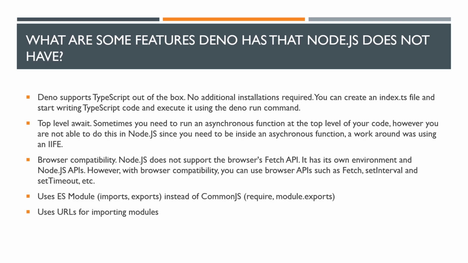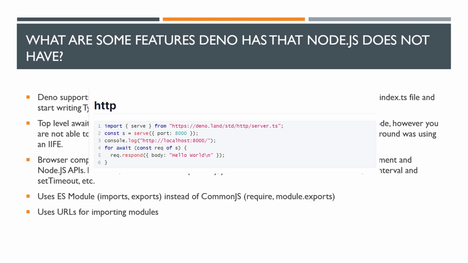However, in Deno, there is browser compatibility, so you can actually use the browser's fetch API, setInterval, setTimeout, and a bunch of other APIs that are part of the browser. Deno also supports ES modules instead of CommonJS, so you can use imports, exports, and you can also use URLs for importing modules.